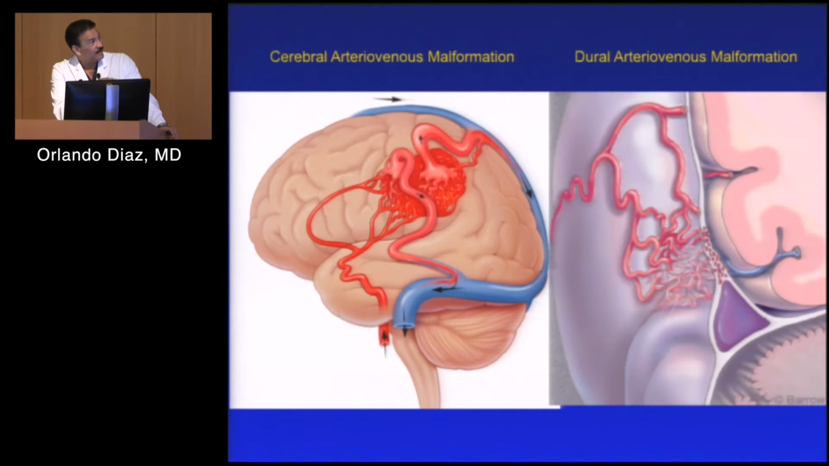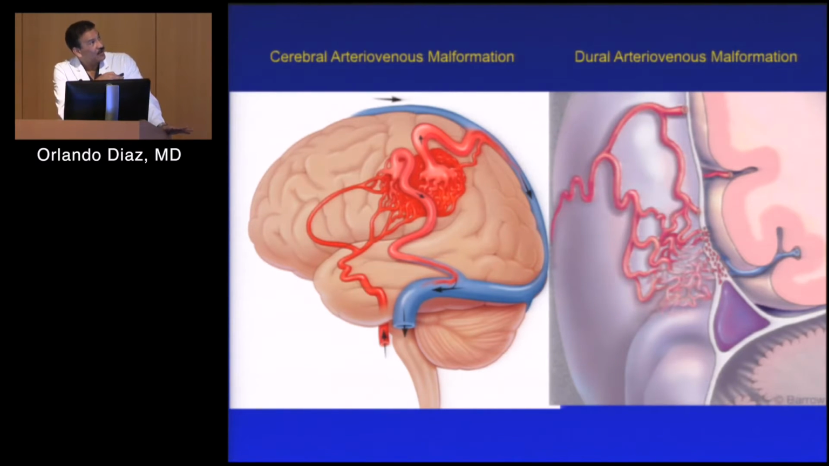The artery, this is the internal carotid, is supplying the brain, but for some reason, congenitally, there is a tangle of blood vessels connecting the arteries and the veins, making the veins dilated and weaker. They can bleed. It's more common in kids. This is called a cerebral arteriovenous malformation. This nidus, that is the problem, is inside the brain. So we call that a cerebral arteriovenous malformation.